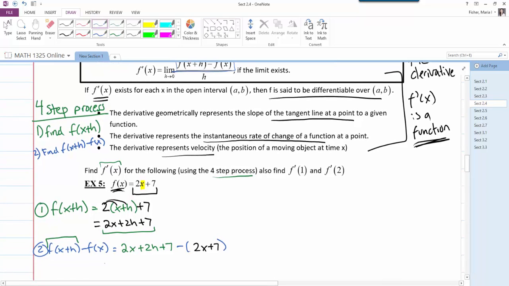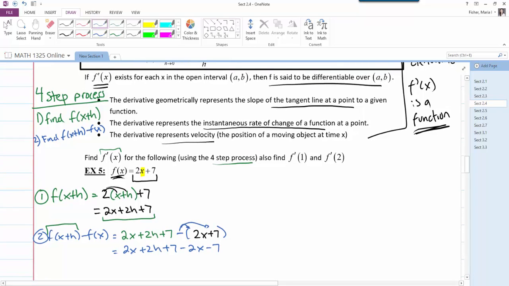So let's clean this up, combine like terms here. First, I need to distribute my negative. So I have 2x plus 2h plus 7 minus 2x minus 7. Combine like terms. Well, let's see. My 2x's cancel and my 7's cancel. So the only thing left is equal to 2h. So f of x plus h minus f of x is equal to 2h.